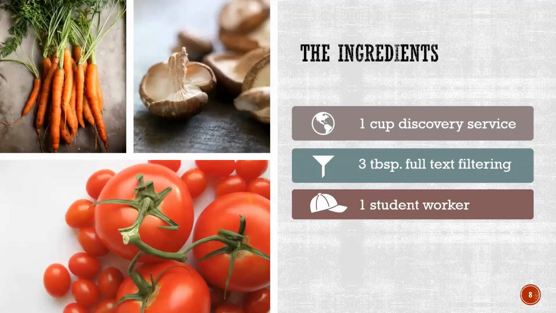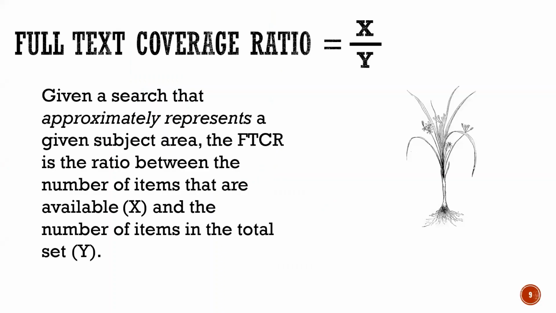So what is a full text coverage ratio more specifically? Here's the incredibly simple definition as I would offer it if I were asked to formally define this concept. So given a search that approximately represents a given subject area, the full text coverage ratio is the ratio between the number of items that are available and the number of items in the total set. So again, very simple.